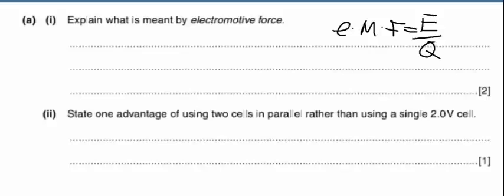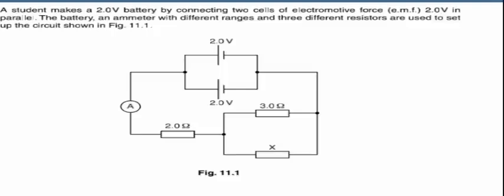And then as for Roman numeral number 2, it is saying, state one advantage of using two cells in parallel rather than using a single 2.0 volts cell. So let's see.